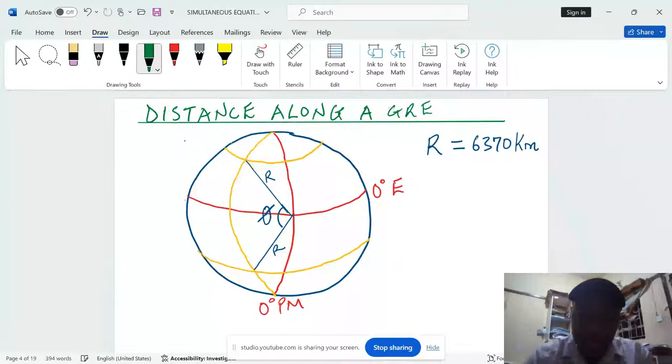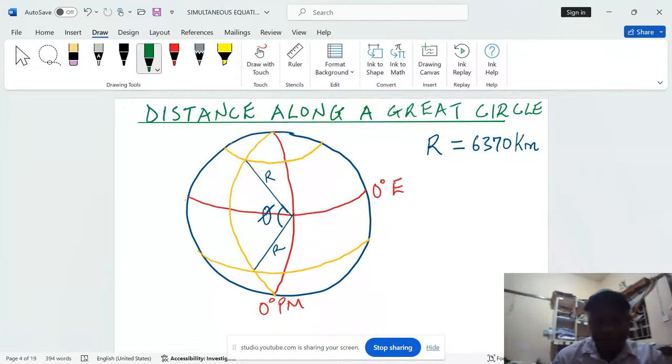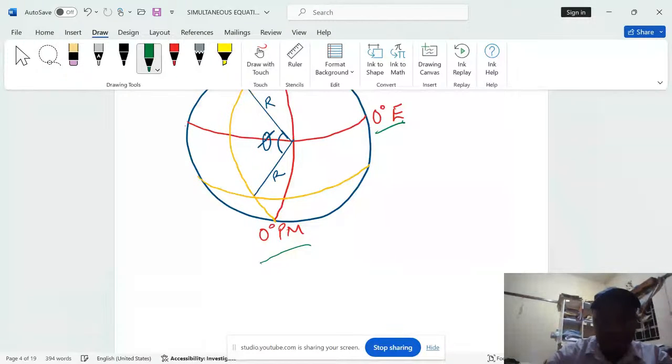Let us look at how we can calculate the distance along great circles. Along great circles means places along the same longitudes. For example, let us consider the diagram below, whereby this is the 0 degrees equator. Then we have the 0 degrees prime meridian. They are both in red.